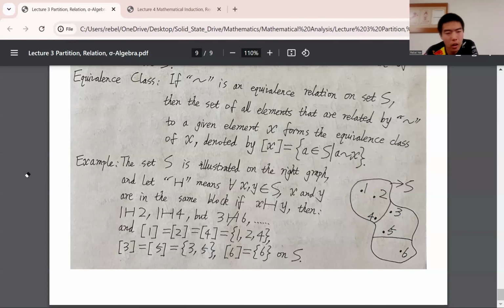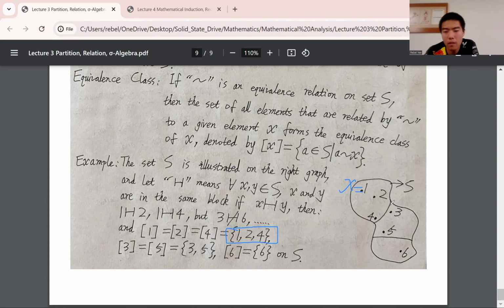So what's the equivalence class defined here? Let's say 1. What's the equivalence class of 1? It has 1 to 4, right? Because that's all of the elements in the set S that's in the same block with X, which is related to X when X is 1. So the equivalence class of 1 is equal to the equivalence class of 2, which equals the equivalence class of 4. And that's the equivalence class.